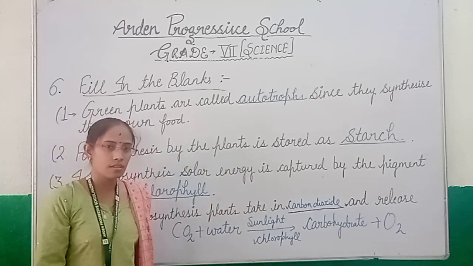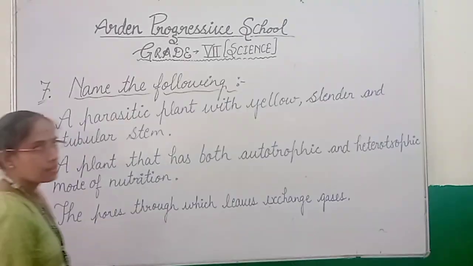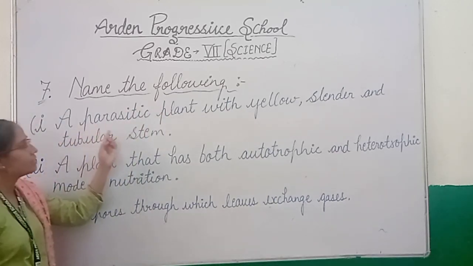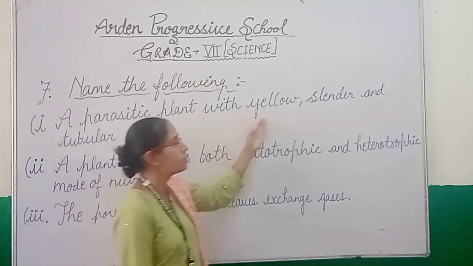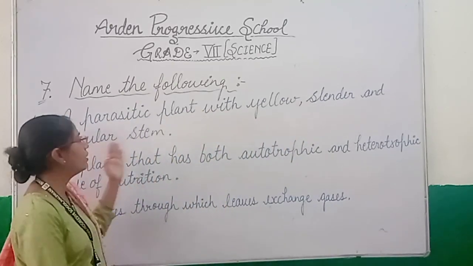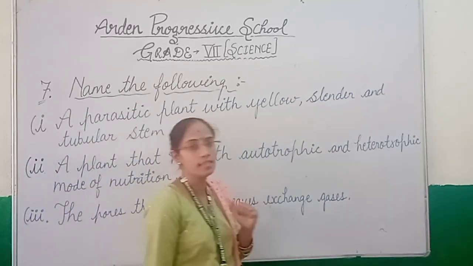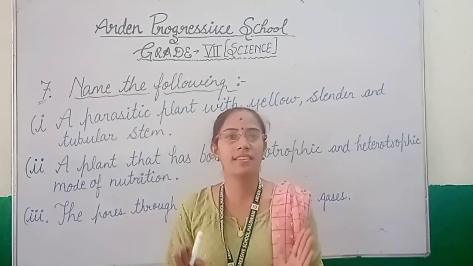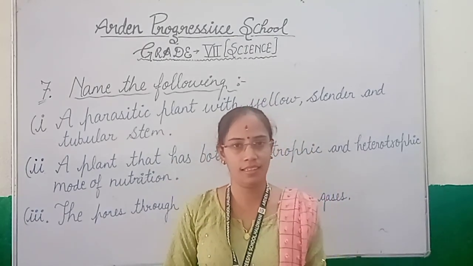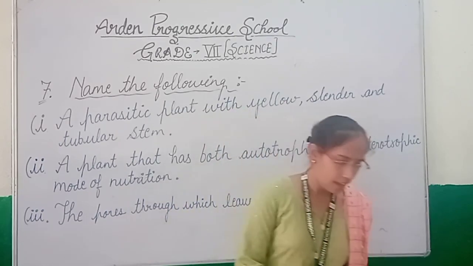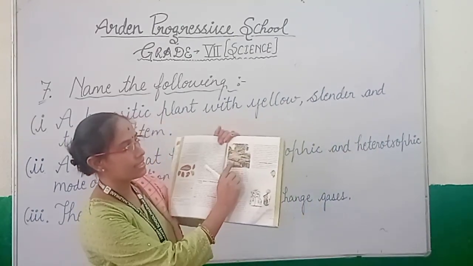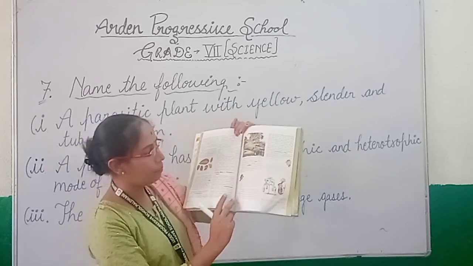Clear, students? Now, second question is name the following. First one is a parasitic plant with yellow cylinder and tubular stem. So which plant is this? The yellow color plant having tubular and cylindrical stem is the Cuscuta. As you have seen in your books also, the Cuscuta. This is the Cuscuta plant.